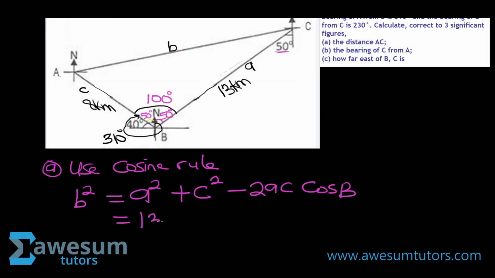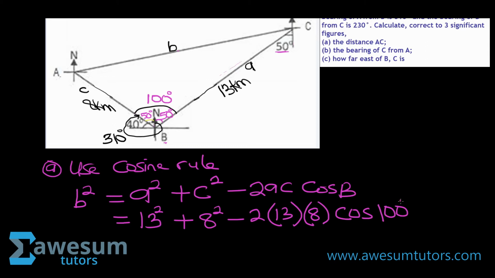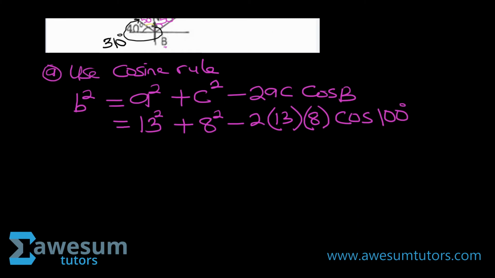I will say 13 squared plus, what is my C? C is 8 squared minus 2AC, A is 13, C is 8. Then I'll have cos, that's cosine of this angle that is facing this B. So that's why we said cos B, because this point is capital B, uppercase B, which is 100 degrees. Very good. Now let us solve this before we go back to our diagram.